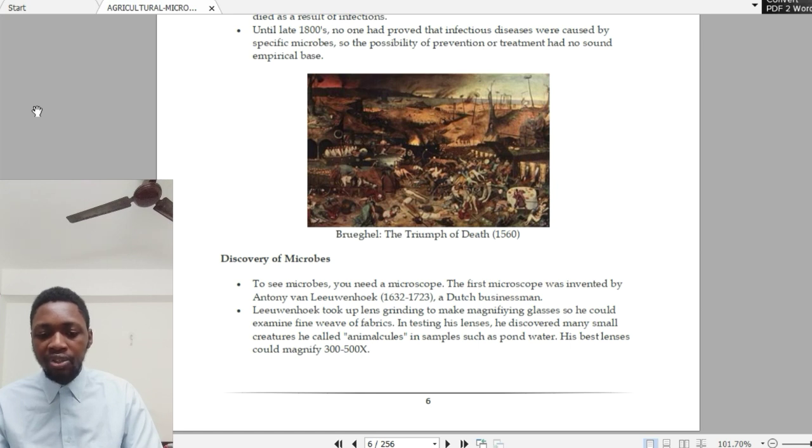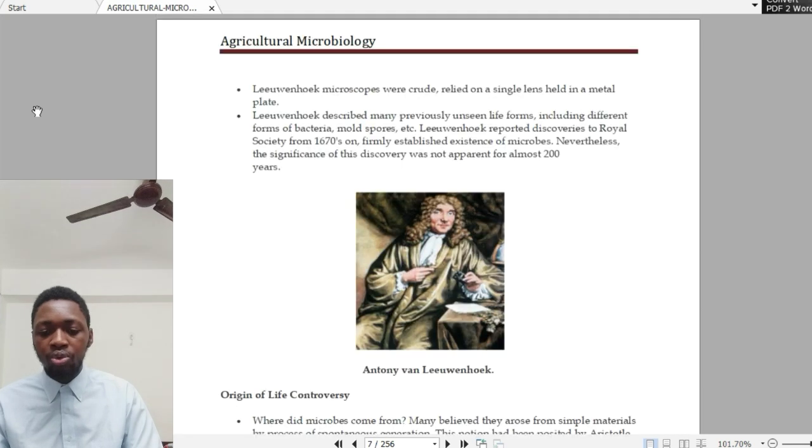Leeuwenhoek reported his discoveries to the Royal Society from the 1670s on, firmly establishing the existence of microbes. Nevertheless, the significance of this discovery was not apparent for almost 200 years.